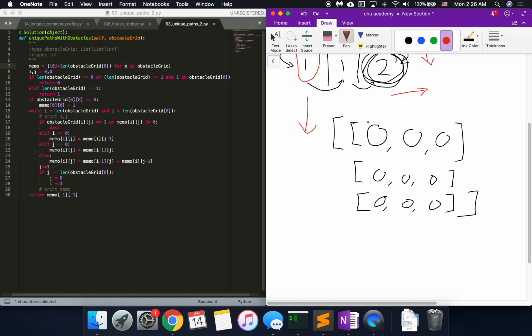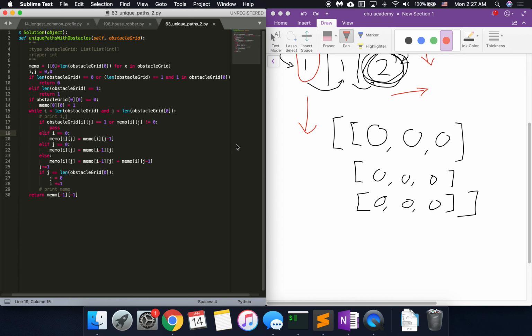So while i is less than the length of this obstacle grid, and while j is less than the length of each row in the obstacle grid, then you keep going. If there is an obstacle or there is something already in its place, then you continue on to the next, you just ignore it basically, right? Because if there's an obstacle, then you don't want to change anything in the memo table. You want to keep it as there are 0 unique paths to get to that index.